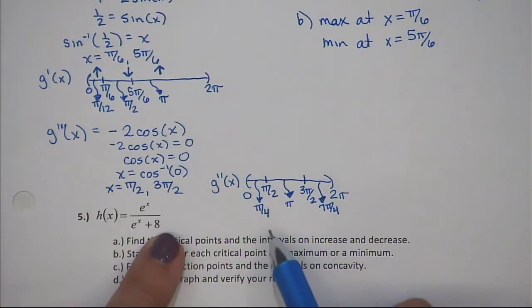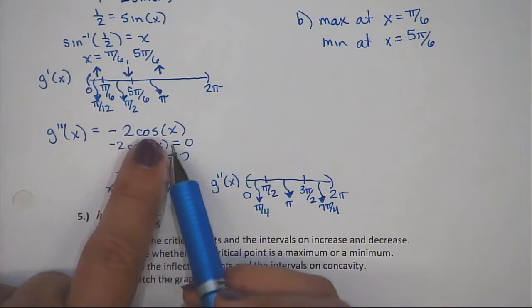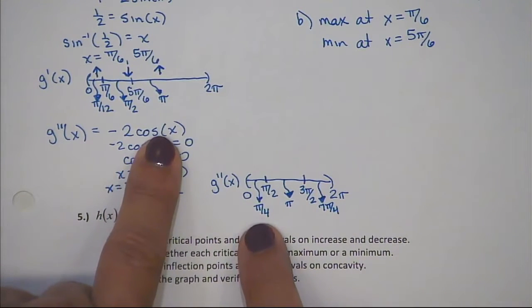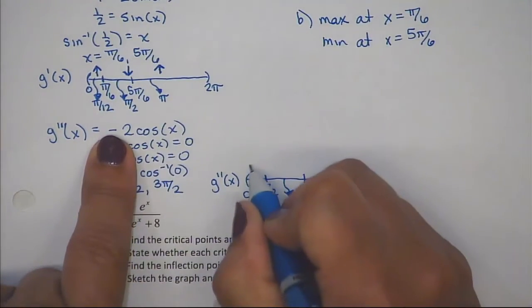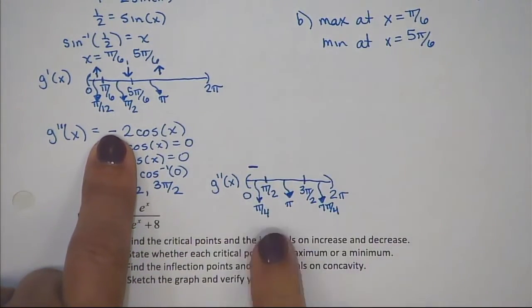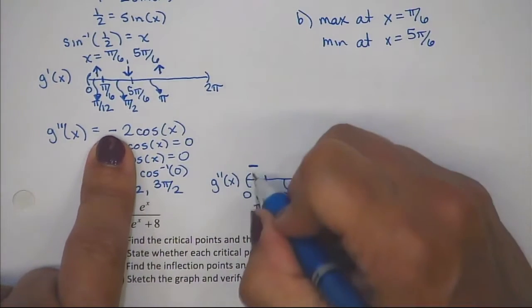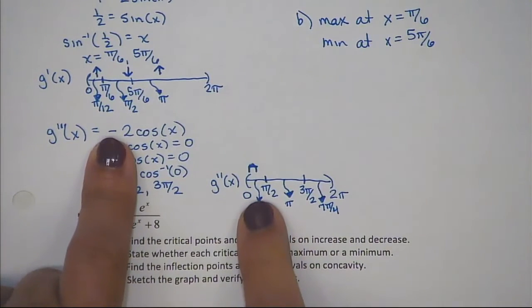I'm going to put pi over 4 into the second derivative, negative 2 times the cosine of x. The cosine of pi over 4, we agree, is a positive number. It doesn't really matter what it is. It's positive, times negative 2, so that's a negative number. So everything between 0 and pi over 2 is concave down. We're doing concavity here.